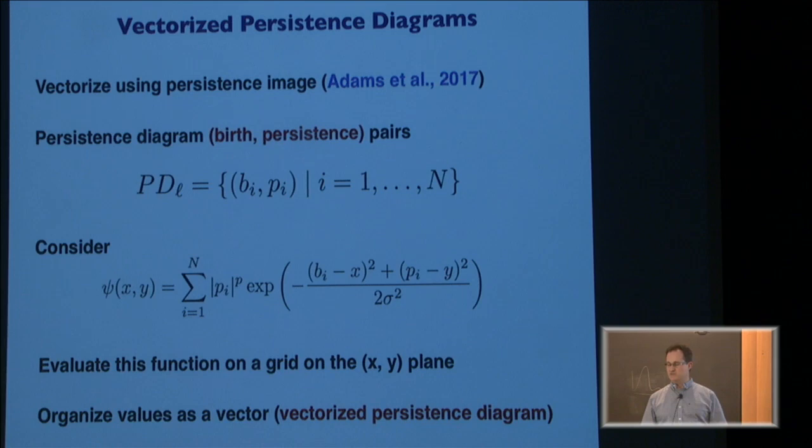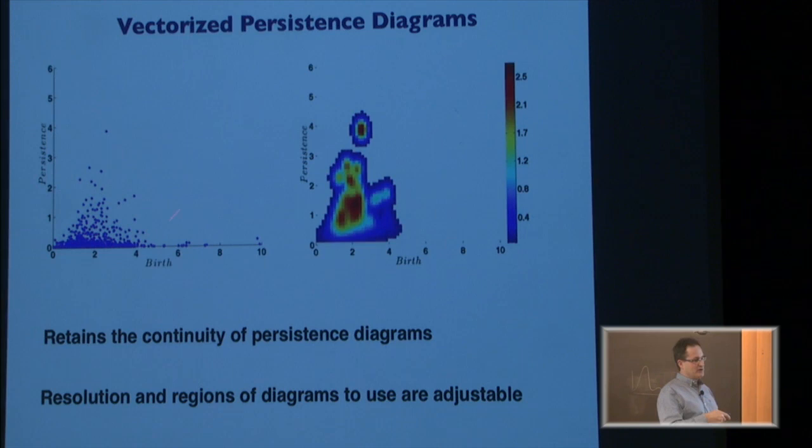right? So this way you get a vector in some R^n, right? So this way you can take your persistence diagram and construct an n-dimensional vector. So you vectorize the diagram. So with this, it's much easier to do things like machine learning, linear regression, other kinds of things.